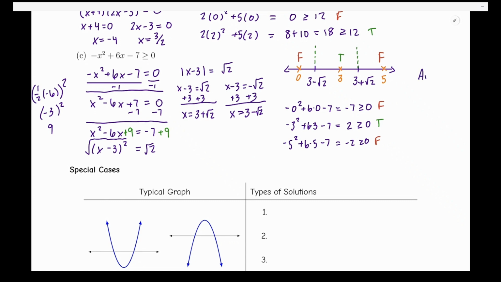And now our final answer. Well, we only have one true interval again, so it's 3 minus the square root of 2 to 3 plus the square root of 2. And looking at the original inequality, I see it's a loose inequality, which means it has an equal to sign, so it's going to be brackets. And that's a good place to stop for this first video.